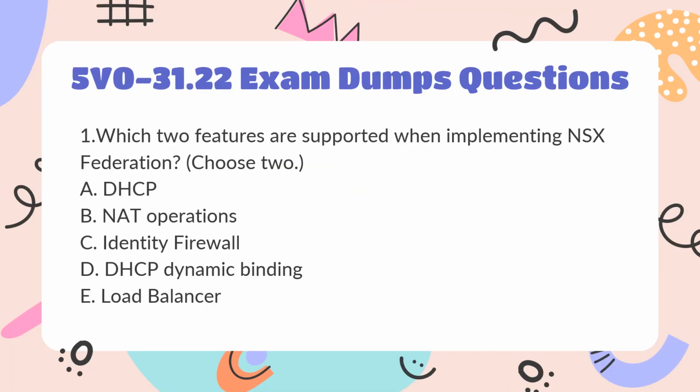1. Which two features are supported when implementing NSX Federation? Choose 2. A. DHCP, B. NAT operations, C. Identity firewall, D. DHCP dynamic binding, E. Load balancer.